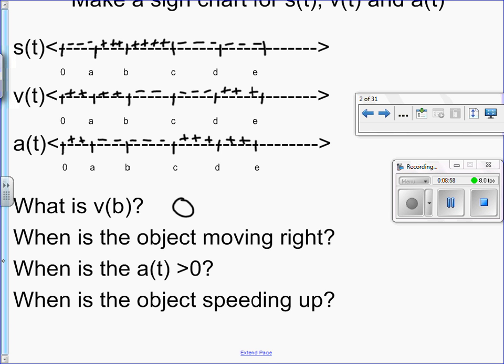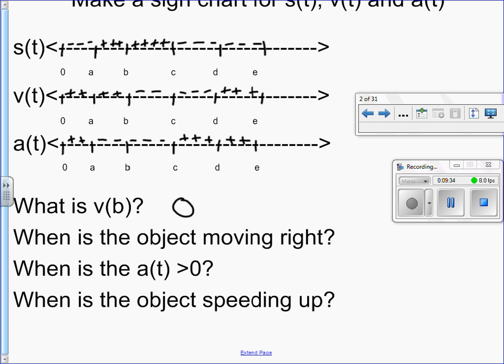When is the object moving right? For what times? What am I looking for? Which one of these sign charts should I be looking at? Does it mean, because you're at a positive position, that you have to be moving left or right? No, just because the position is positive, that doesn't mean you're moving left or right, so that's not the one to look at. Velocity. A particle's moving right when the velocity is positive.